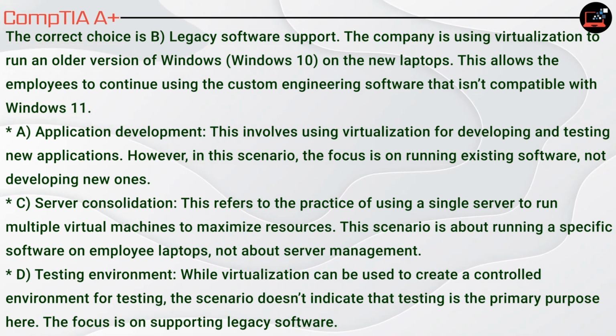A, application development. This involves using virtualization for developing and testing new applications. However, in this scenario, the focus is on running existing software, not developing new ones. C, server consolidation. This refers to the practice of using a single server to run multiple virtual machines to maximize resources. This scenario is about running a specific software on employee laptops, not about server management. D, testing environment. While virtualization can be used to create a controlled environment for testing, the scenario doesn't indicate that testing is the primary purpose here. The focus is on supporting legacy software.